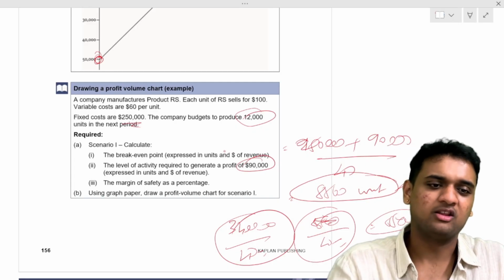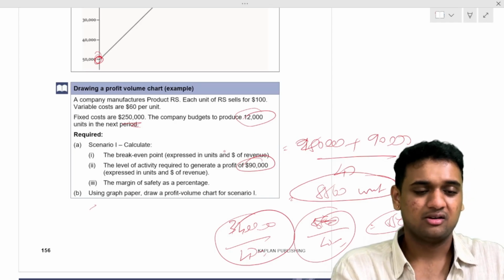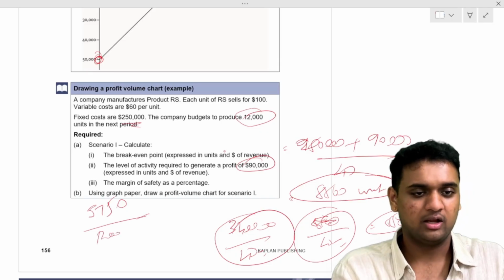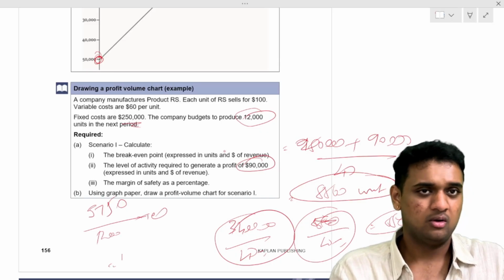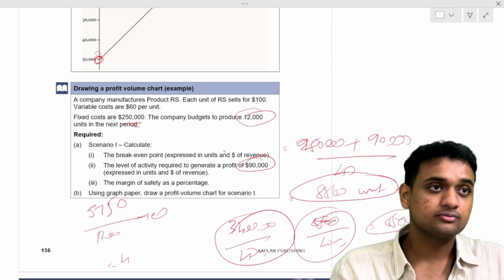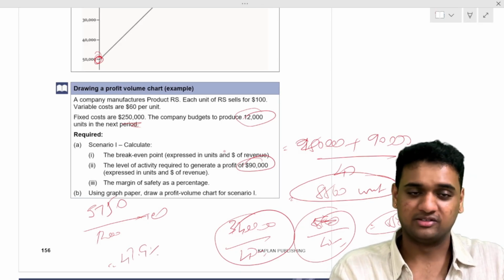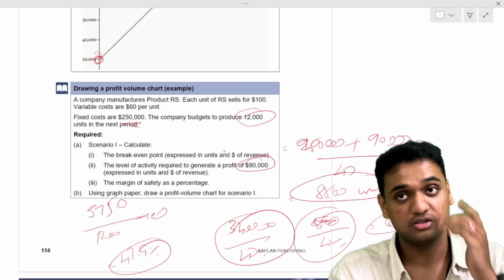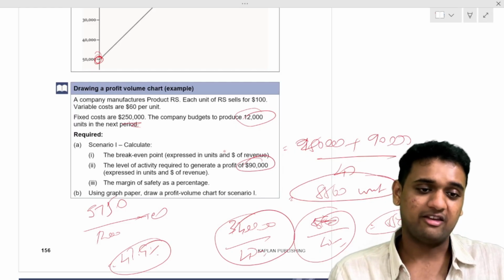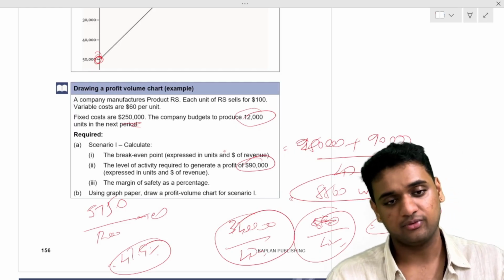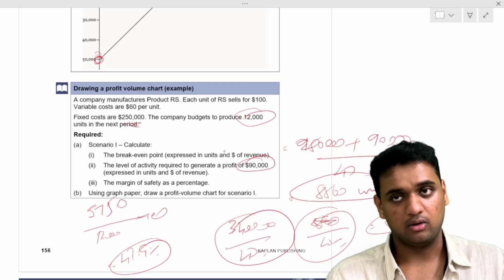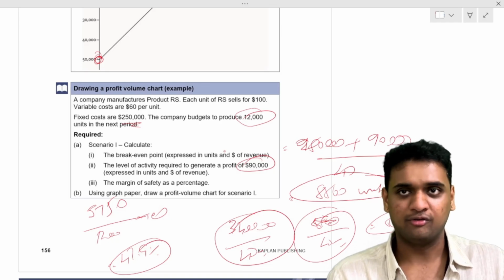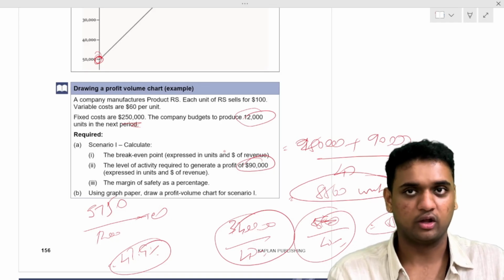What did you do? What is the margin of safety in units? 5,750 divided by total units, 12,000, into 100 will give you 47.9%. What is the break-even point if they ask in units, and if they ask us as a percentage? Break-even point as a percentage? 52.1.